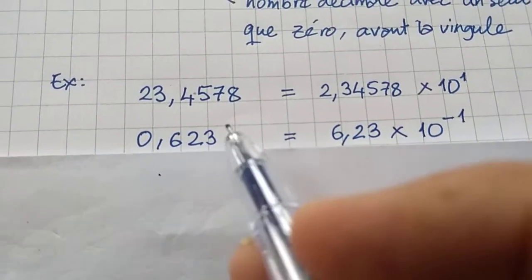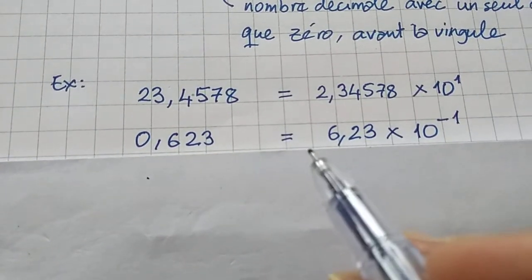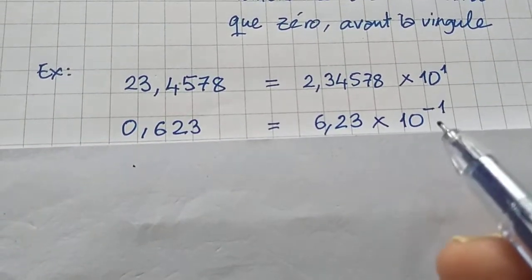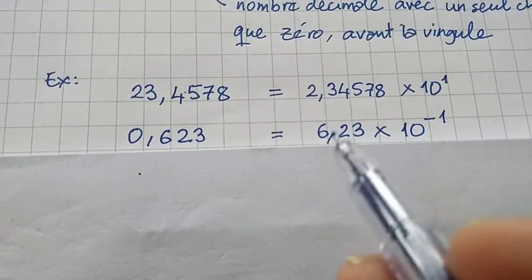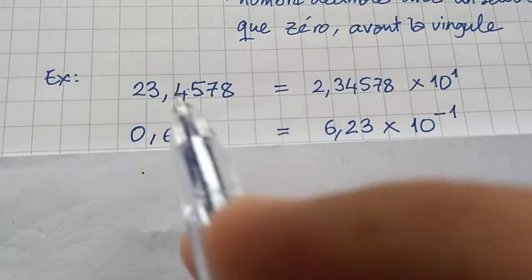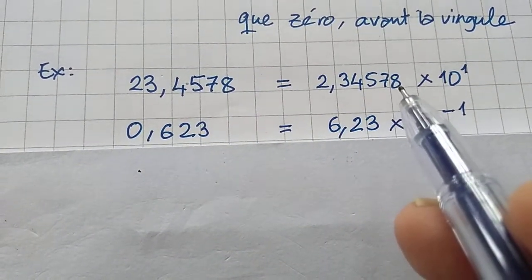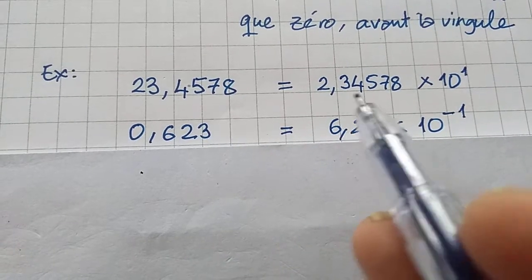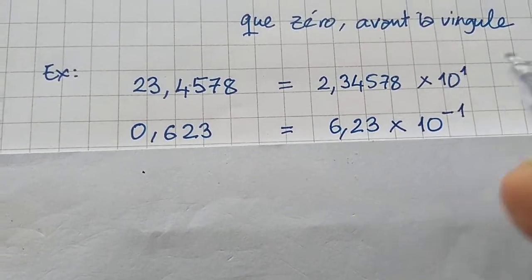Here you're multiplying this by 10 to get this, so you have to somewhere divide by 10 also, which is this. 10 to the power minus 1 is equal to 1 over 10, which is 6.23 divided by 10. Here you are dividing this by 10 to get this, so somewhere you have to multiply by 10 to keep the number the same, and that is what you're doing here. This is multiplied by 10.